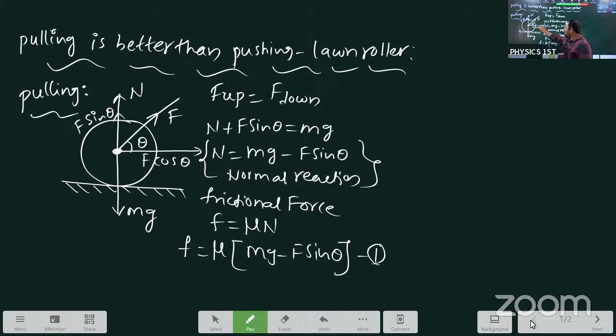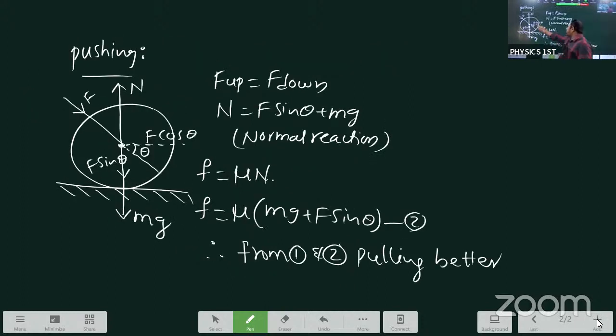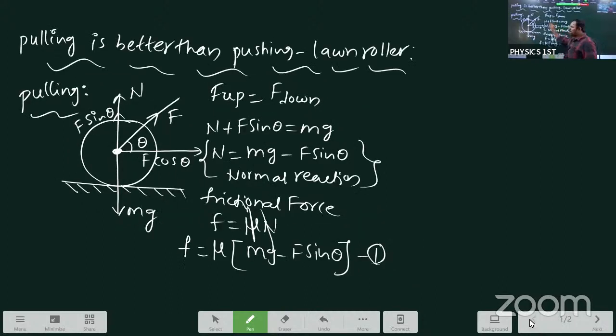First, the diagram from the lawn roller side, pulling case. This is the lawn roller wheel, normal reaction and mg. Normal reaction upwards, mg downward, that is fixed. F outward is pulling. Second case, F inward is pushing. Normal reaction and mg. Now, the sum of upward force equals the sum of downward force.